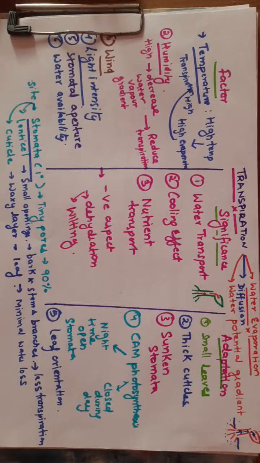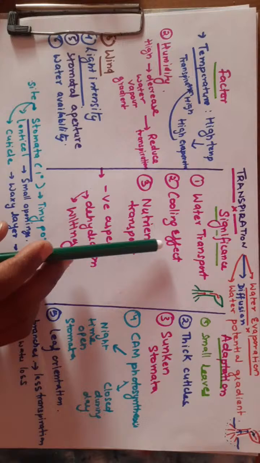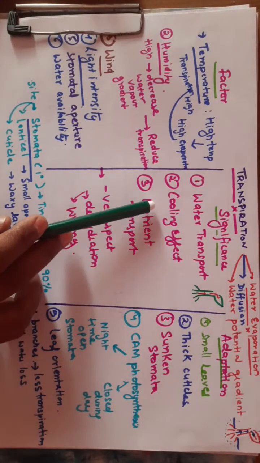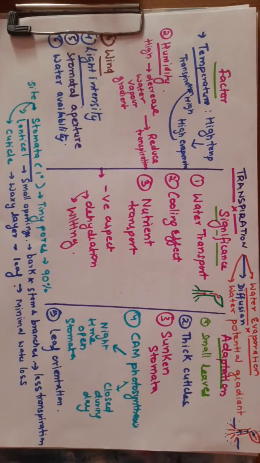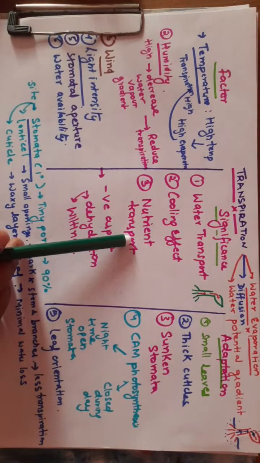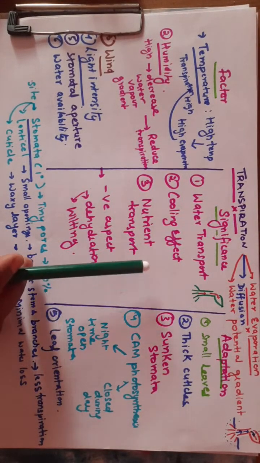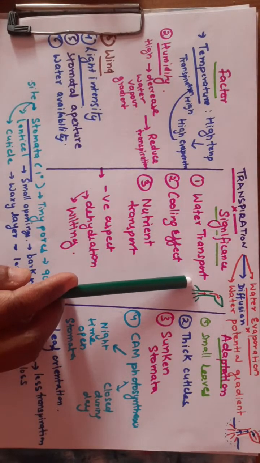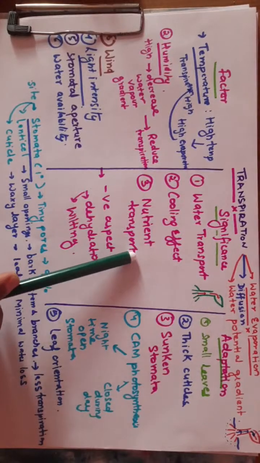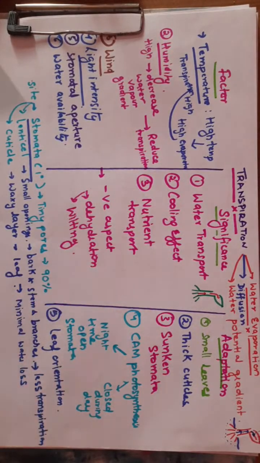The second important significance of the transpiration is the cooling effect. So evaporation has a cooling effect. It will prevent the leaves from overheating. Okay. The third is the nutrient transport. So if you know how this water transport is occurring due to the transpiration, then similar is the mechanism for the nutrient transport. So it will help in the transport of minerals absorbed by the root throughout the plant.